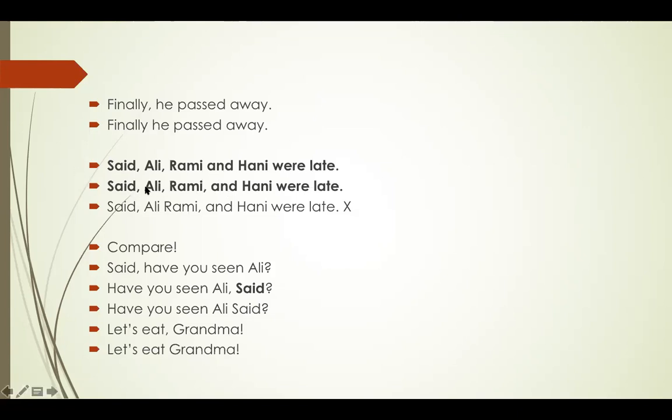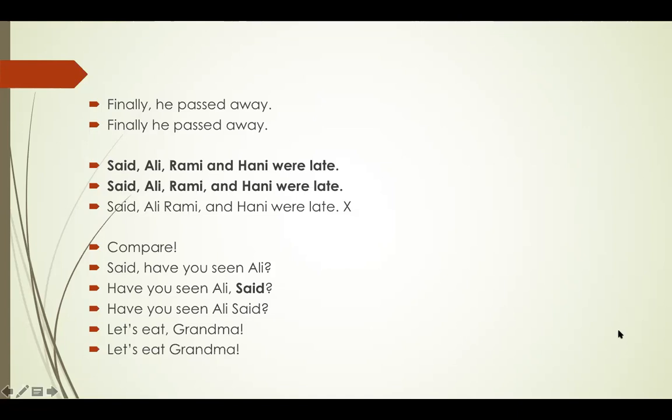Now, if you delete any of these commas, not the one before and because it's optional, you're going to change the meaning. If we have Saeed 1, Ali 2, Rami 3, Hani 4. So we have 4 people. If we have 4 people and you write it this way, Saeed, Ali, Rami, and Hani, it's going to change the meaning because this is three people.